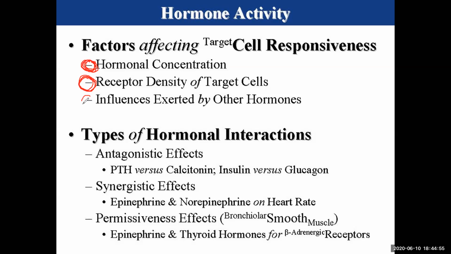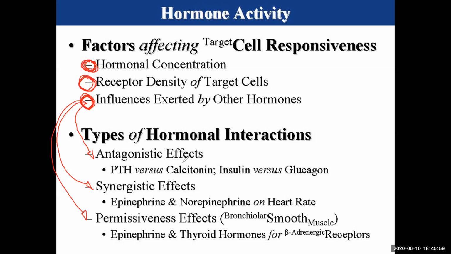And then finally, the third component is the influence by other hormones. And this is an important concept. Once hormones arrive at the target cells, oftentimes there are other chemical messengers that are also there simultaneously. There are three types of influences exerted by other hormones. They can oppose one another, antagonistic effect. They can help each other, synergistic effect. Or one hormone's function is being allowed by the presence of another hormone. That we call permissiveness effect.